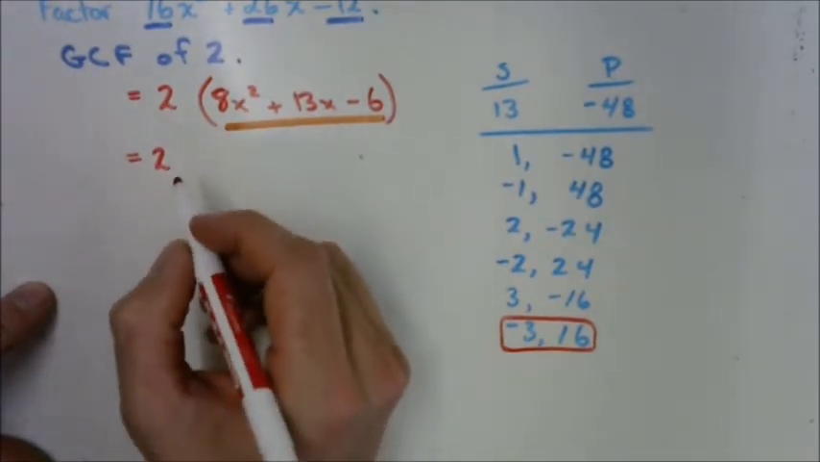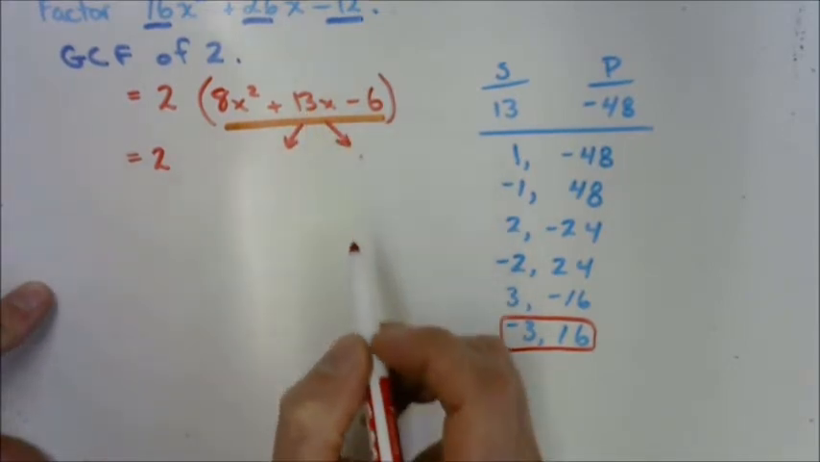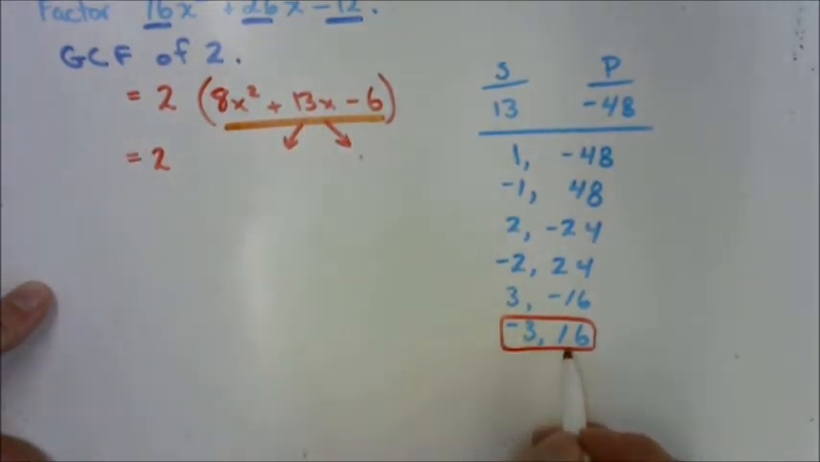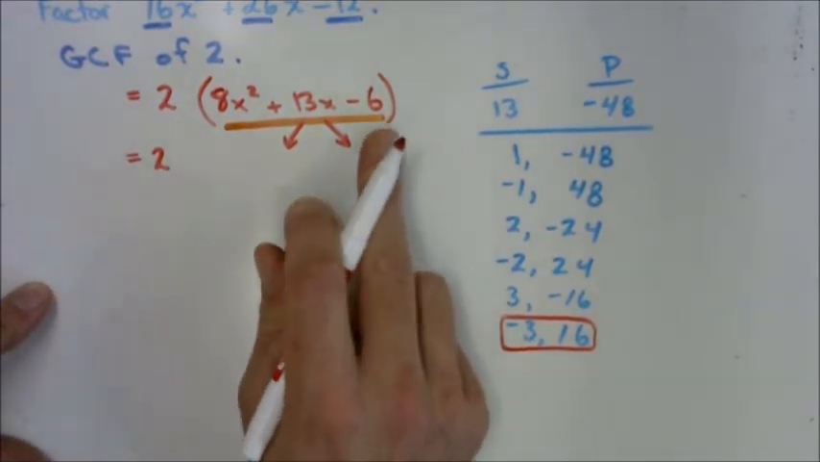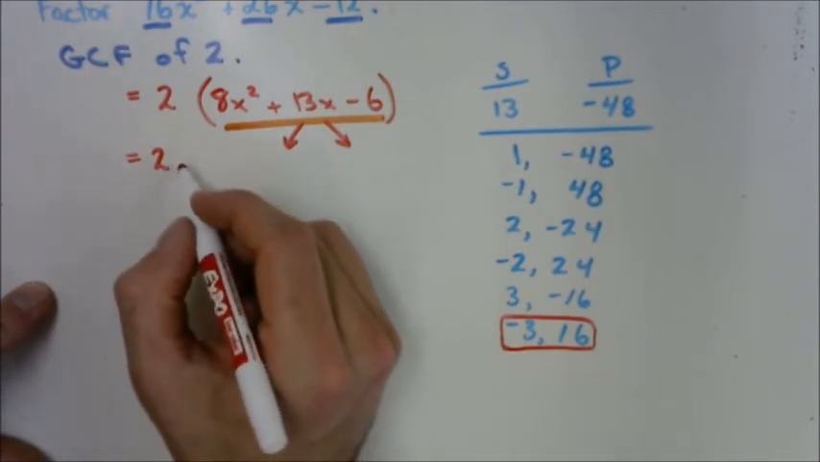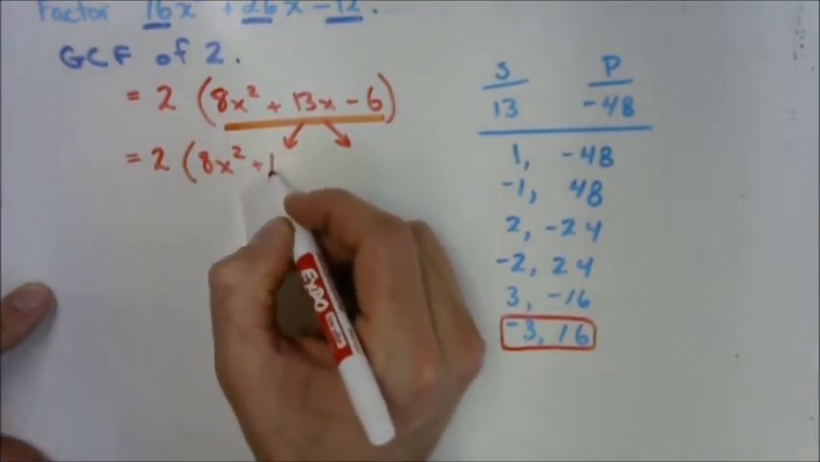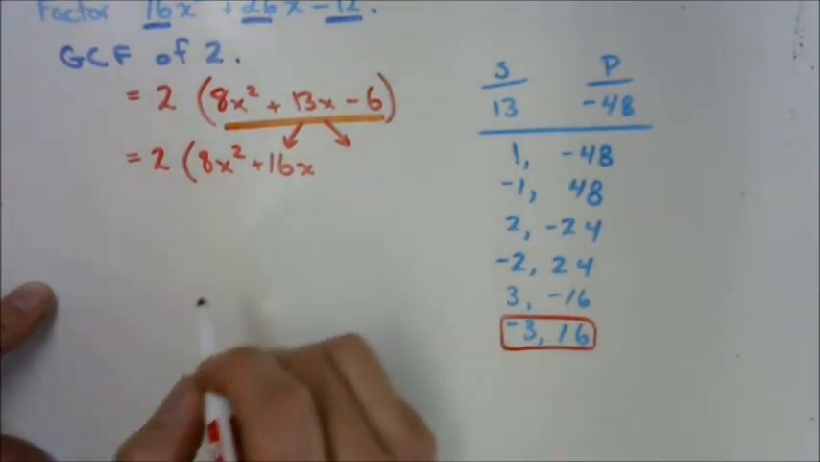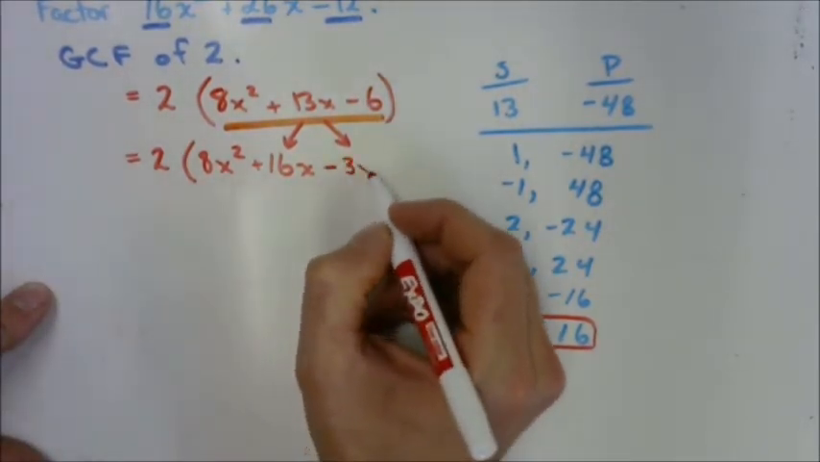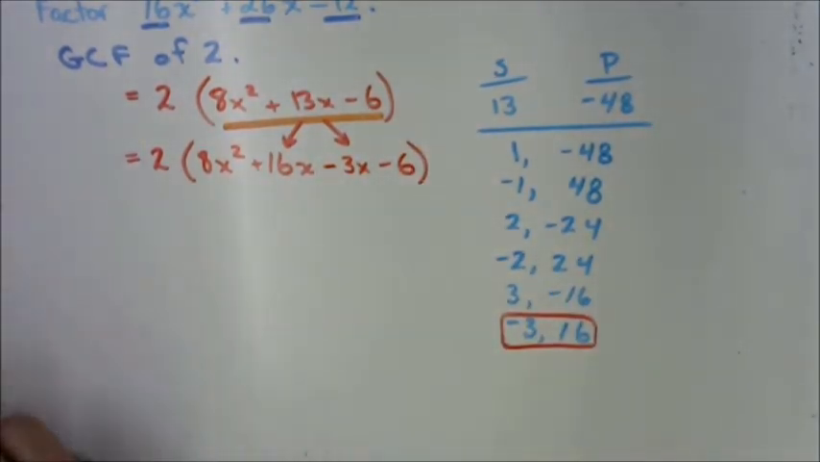And my next step is simply splitting my middle term. 13x is now going to be represented as 16x minus 3x. Again, I can order these any way I want to, but it's going to be easier for me if I put the 16x first. If I group it with the 8 because they divide easily. And I have minus 3x minus 6, and they are going to divide easily.